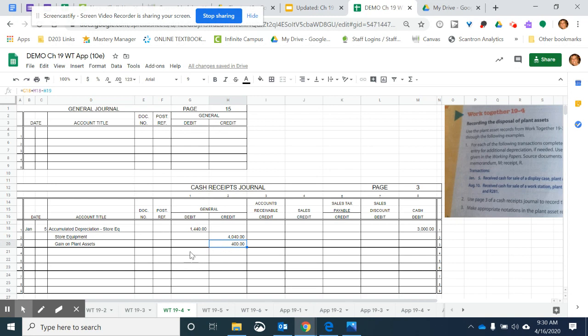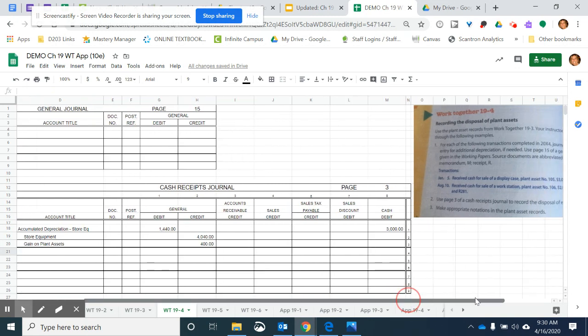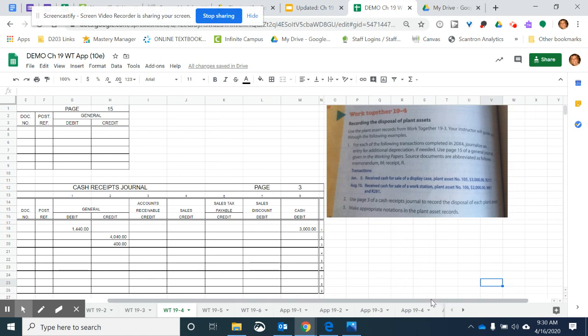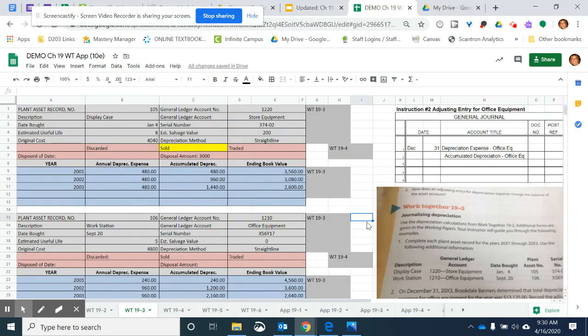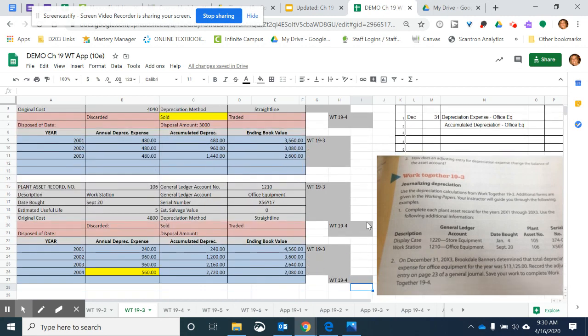All right, so let's go to our next one. Our next one, we're going to put the date in, but we're going to go back over to 19.3. Our next transaction says we received cash for sale of a workstation, right? And let's see how much it is. There we go, $2,000. We got $2,000 for the station, and it's on August 10th.